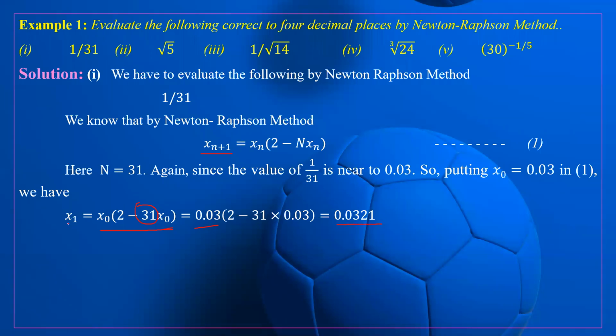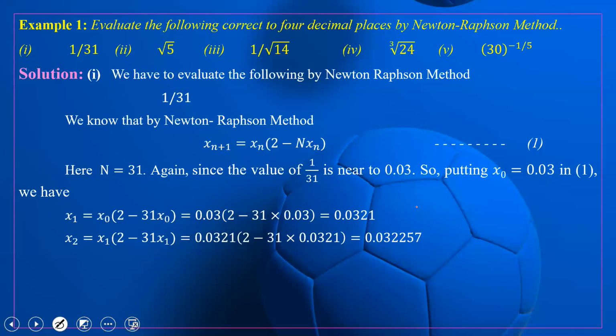This is iteration number 1. Similarly, we can find the second iteration. We will find x2, and our x0 becomes x1. So x2 is equal to x1 times (2 minus 31 x1). Putting the value of x1, 0.0321 times (2 minus 31 into 0.0321), and simplifying with the calculator, the answer is 0.032257.